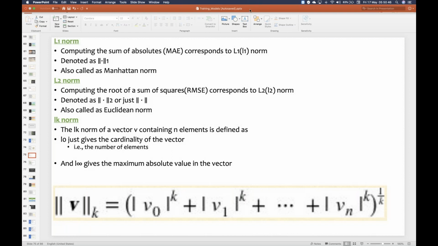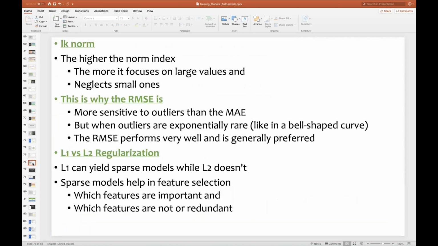Okay. Now, let me jump to the next one. For the LK norm, the higher the norm index, the more it focuses on large values and neglects the small ones. Super. This is why the root mean square error is more sensitive to outliers than mean absolute error. But when outliers are exponentially rare, like in a bell-shaped curve, then root mean square error performs very well and is generally preferred.